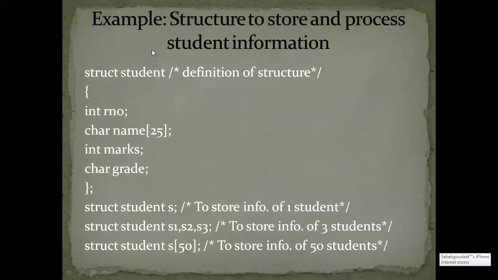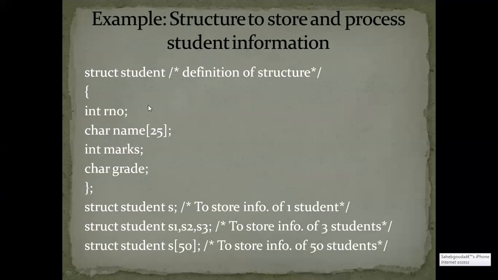An example for that is a structure to store and process student information. Remember why we make use of student information within the structure: student information may consist of roll number, name, marks, grade of different data types. Are you getting it? If it is only one kind of data type, then we go with the array concept.